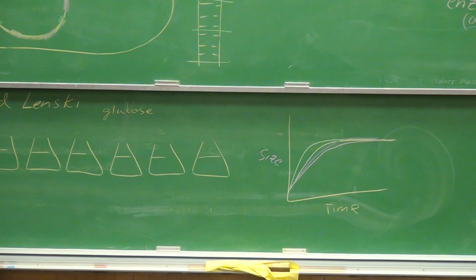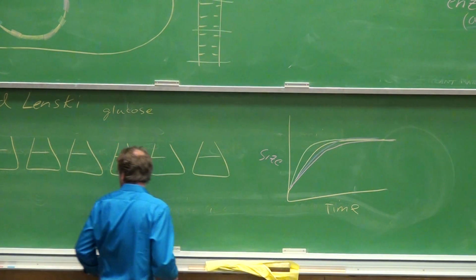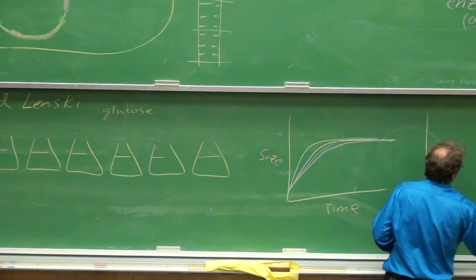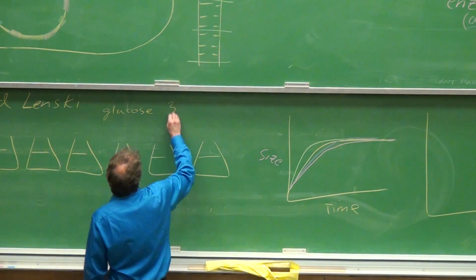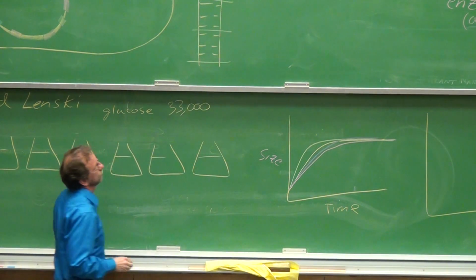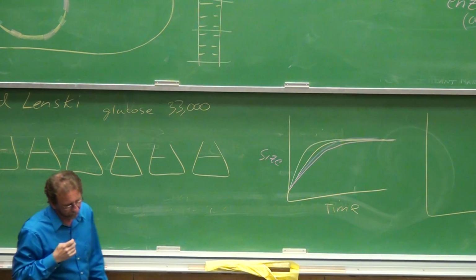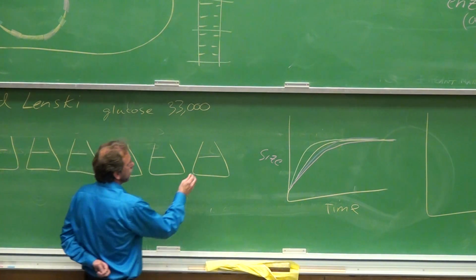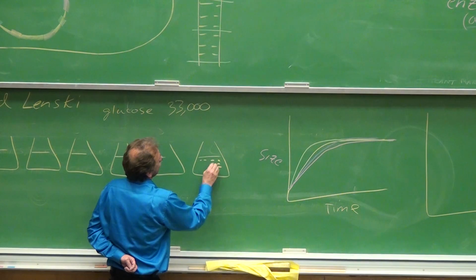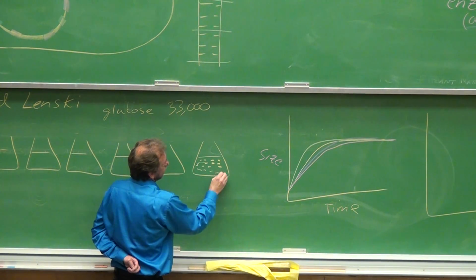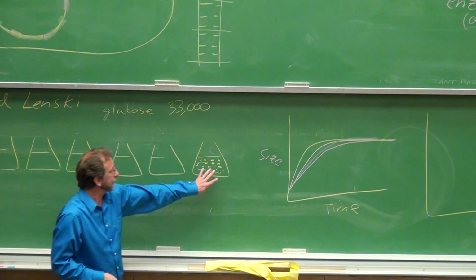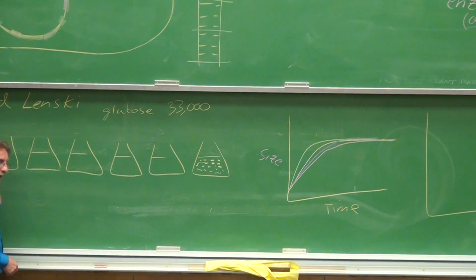But the story doesn't end there. At about generation 33,000, they noticed that one of the flasks was extremely cloudy. Its optical density, put it in a spectrophotometer and measure how much light is able to pass through it, its optical density was 6 times greater than the other flasks.